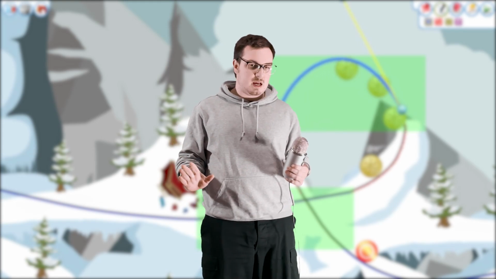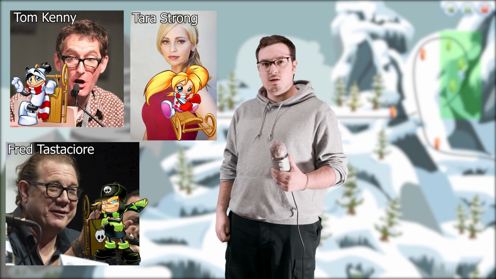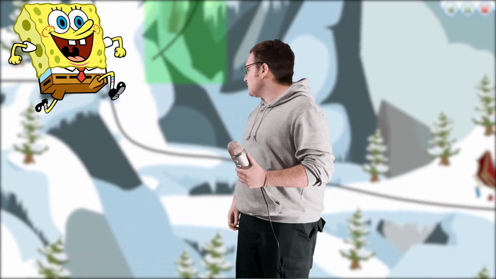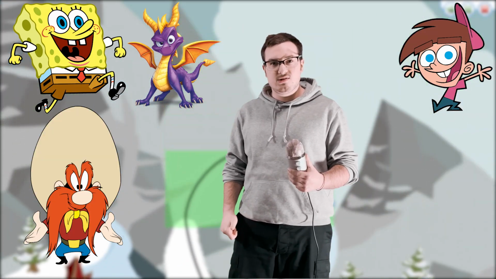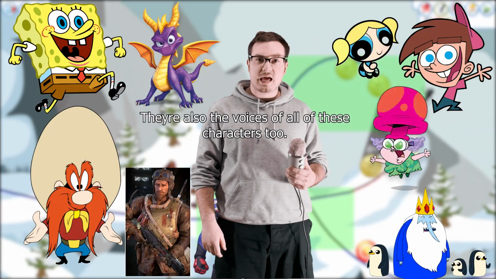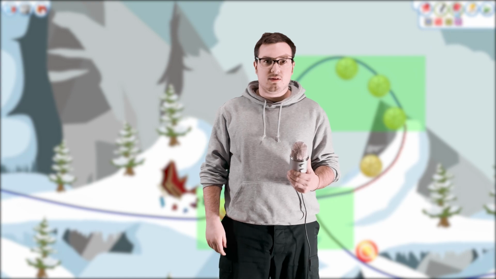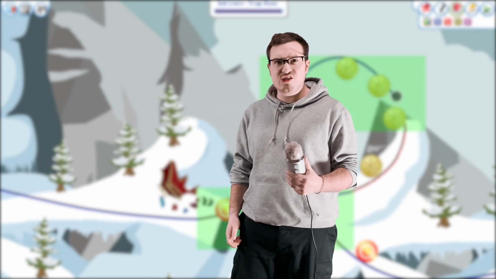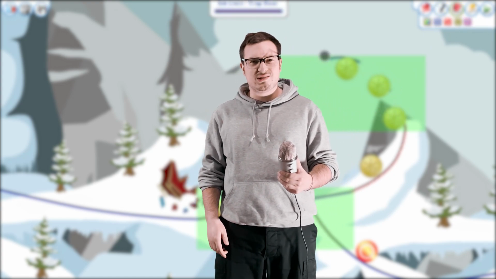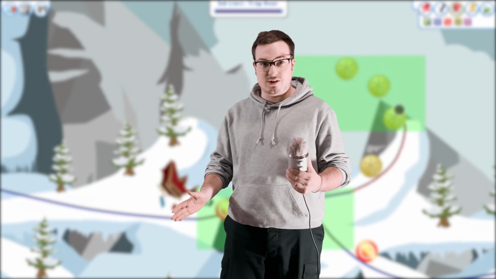Now here's the kicker. This is the voice cast for the game. Why are they here? Why do we have the voice of SpongeBob and Spyro, Timmy Turner, and Yosemite Sam in a game about sledding on lines? It blows my mind. Why are they here? Why are they in this game, of all things? I mean, you know, they're in a lot of stuff, but still.